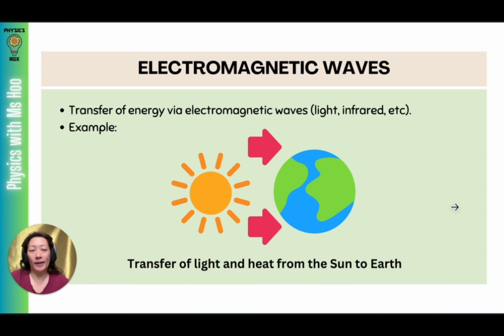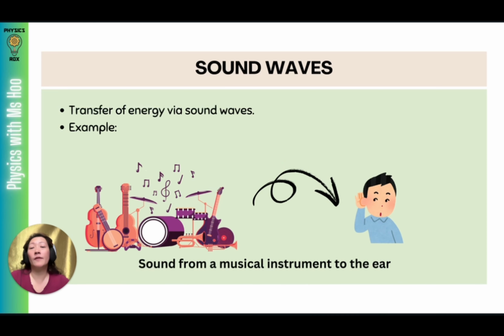Besides electromagnetic waves, there's also the transfer of energy via sound waves. So for example, sound from musical instruments to an ear. The sound that's being created in the musical instrument is due to vibrations. For example, vibrations of the guitar strings, or vibration of the drum skin, or vibration of the air inside instruments like the trumpet. So these vibrations are then transferred into air.